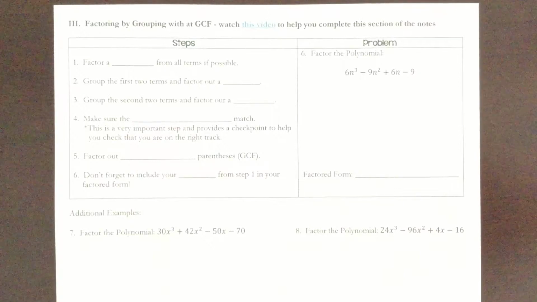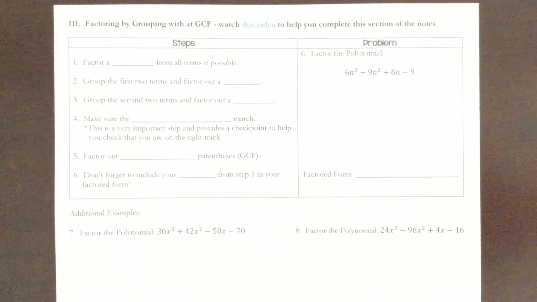Factoring by grouping with a greatest common factor really isn't any different than factoring by grouping that you learned about previously in this lesson. We just have to alter our first step. Instead of diving right into grouping, we want to check our polynomial to see if there is a greatest common factor among all of the terms first.